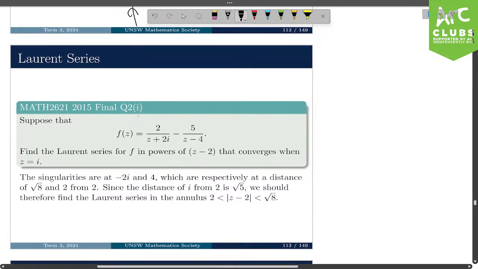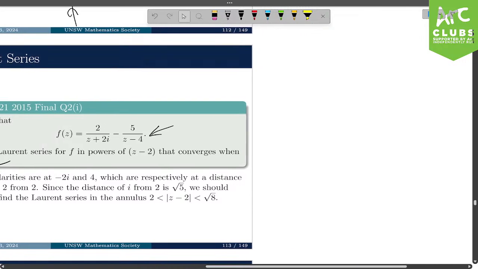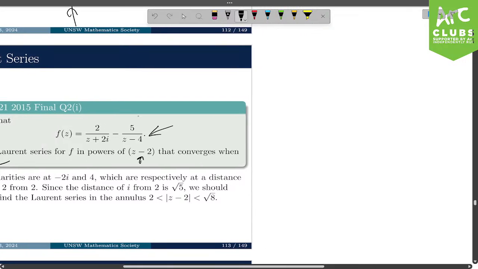So Math 2621 2015 final question 2I. We're given an already solved partial fractions. Fantastic. Find the Laurent series for f in powers of z minus 2 that converges when z equals i. Okay, this is the funny bit. All right, powers of z minus 2.